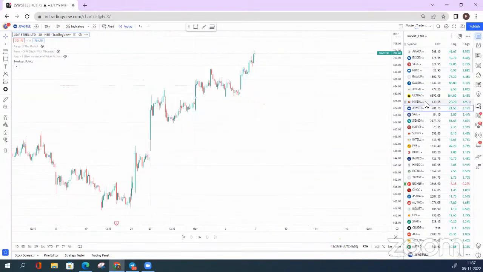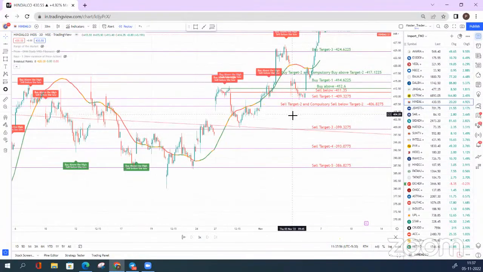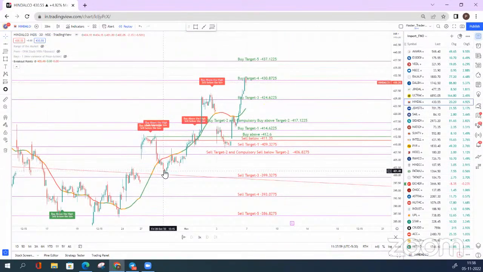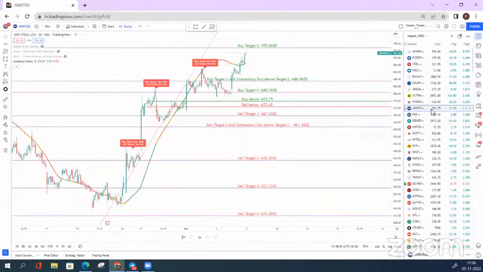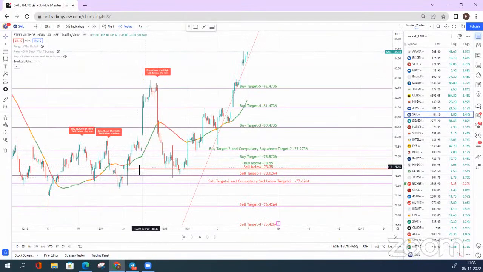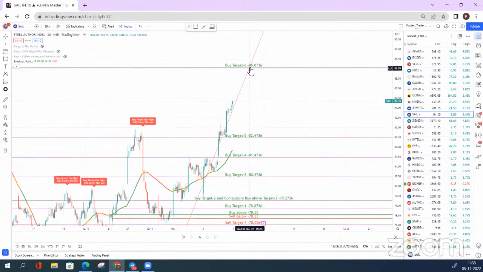Okay. Indalco is another crazy one here. It again came down to the sell 3 target. But you see, it took the support and moved up crazy. Jindal Steel is another one. It moved up on the target 3. Sail is also one more. The buy was very small. You see, 2 times from here the buy hit the target. It came here, buy, it moved to 5 target and is moving to the 6 target.